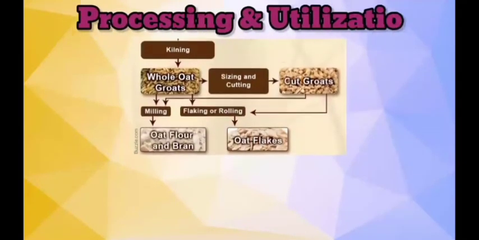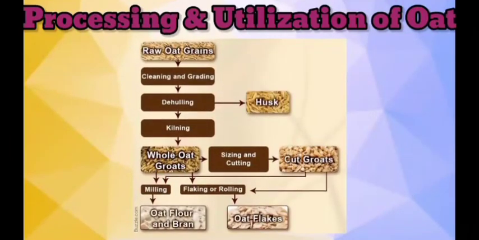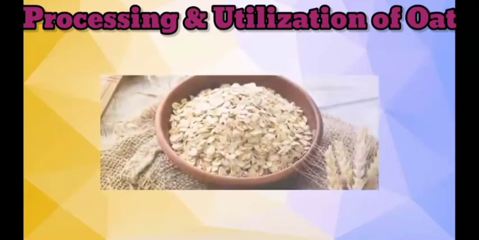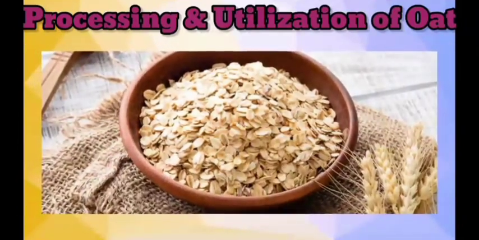Processing and utilization of oat. For processing oat, we have to take the raw oat at first. Then after cleaning and grading, we have to dehull and clean it for having oat groat. Then after milling, we can have the oat flour. And after flaking and rolling it, we can have the oat flakes. Utilization. Oat have received considerable attention for their high content of dietary fibers, phytochemicals and nutritional value. We can make highly nutritious food from oat like bread, biscuits, cookies, breakfast cereals, infant foods, etc.